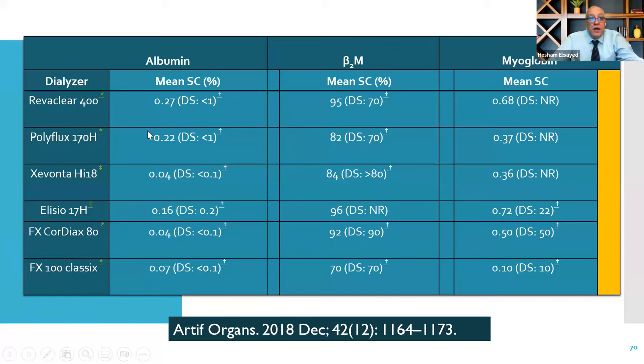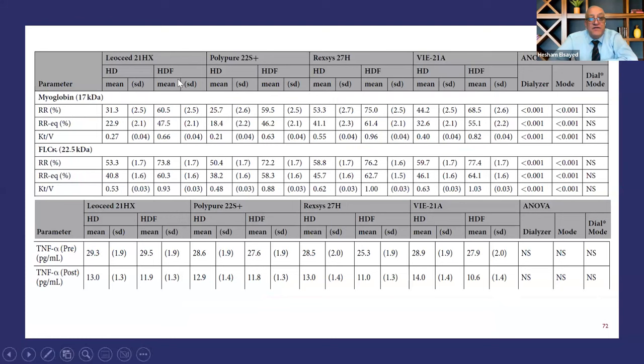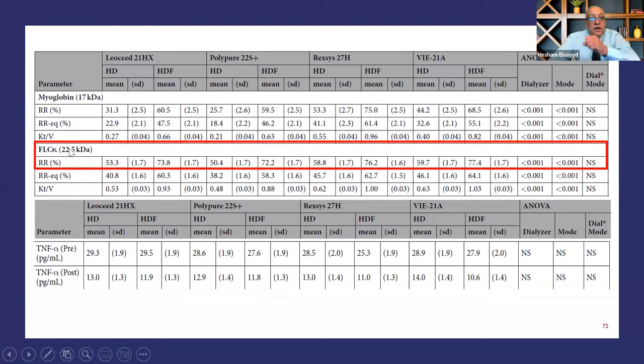In my opinion, we have to use a higher sieving coefficient of myoglobin to remove cytokines. We have to use a wider internal diameter, and that is coming in the next slide. Here you can find the sieving coefficient criteria from the clinical ex vivo study between different types of dialyzer in hemodialysis and hemodiafiltration. Patients with myeloma can have free light chain removal by hemodiafiltration. Don't panic. Hemodiafiltration with high permeable dialyzers can treat patients with AL amyloidosis and high kappa and lambda free light chains. You don't need a medium cutoff or high cutoff, which is obsolete. No other high cutoff dialyzers are available.